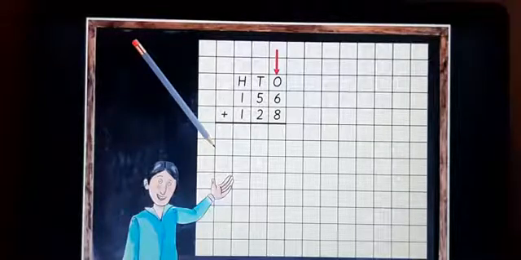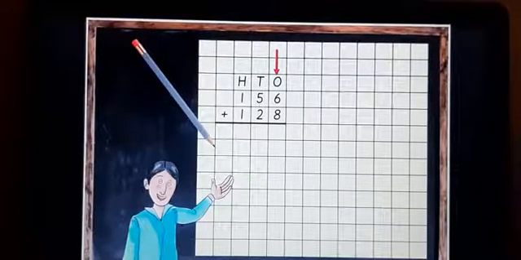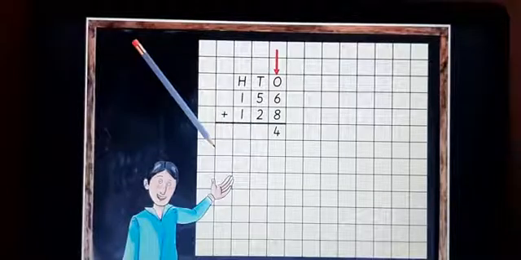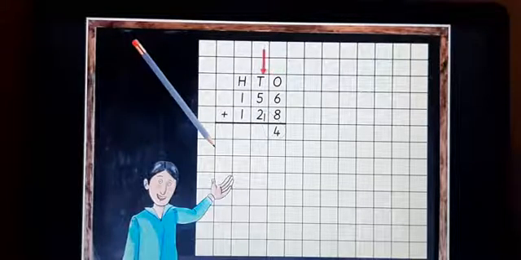156 plus 128. So ones place, tens place, hundreds place, one below the other should come correctly there, as I already told you. Now if you add, what will you get here? 6 plus 8 is 14. 4 should be written there, and 1 should be carried to the next place, the tens place.